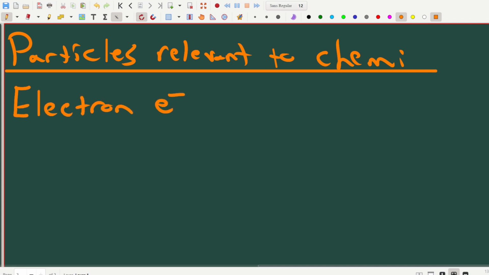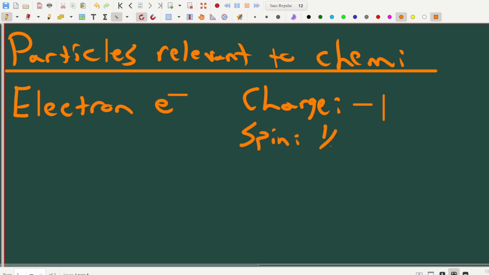Right, we call an electron E minus. Right? It has a charge of -1. It also has what's called a spin, which is 1/2. A spin of 1/2. Right? This is our color, if you will. What we'll find is that electrons can be +1/2 or -1/2.